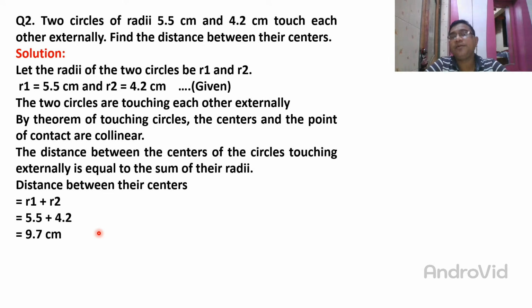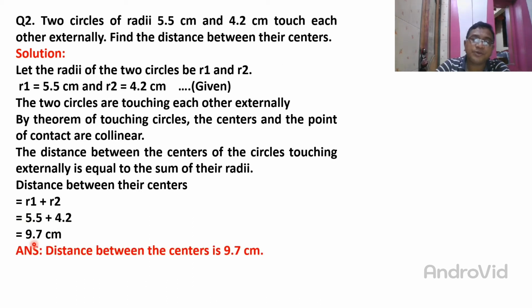So my students, remember that when circles touch externally, we add the radii, and when the circles touch internally, we subtract the radii. Here it is external, so addition of radii, R1 plus R2. 5.5 plus 4.2: 5 plus 2 is 7, 5 plus 4 is 9, so 9.7 centimeter is the distance between the two centers.